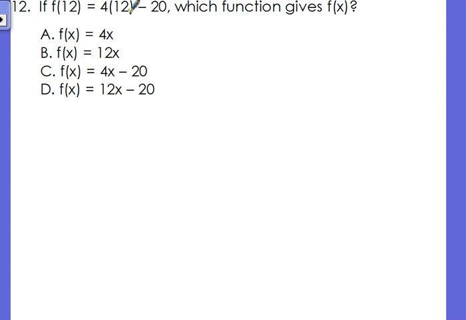Last one, it's asking me, if I plug in f of 12, and this is what my plugging in looks like, what's f of x? Well, before we replaced x with 12, so now we're just going to go back and plug in x is here, so which one matches what I have?